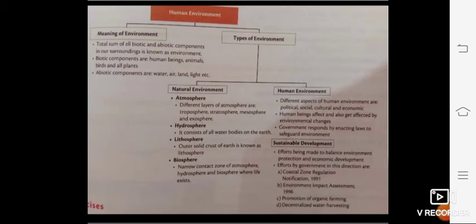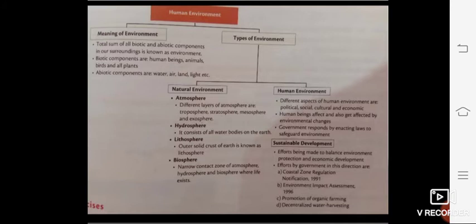Remarkable work has been done for development of the human environment. See here, efforts are being made to balance environment protection and economic development. Efforts by government in this direction are the coastal zone regulation notification in 1991. Okay, second one, environmental impact assessment in 1996. Then promotion of organic farming and decentralized water harvesting. These are the efforts being made to balance the environment, right?